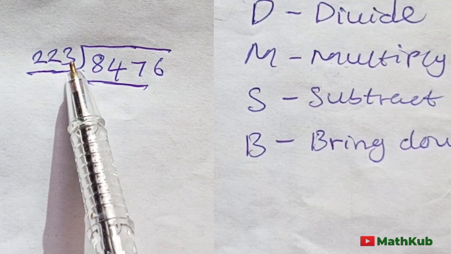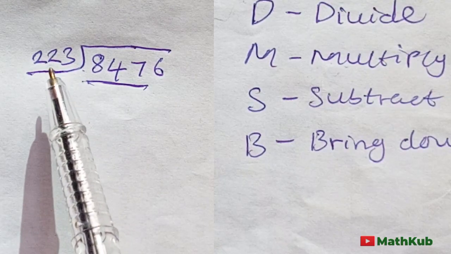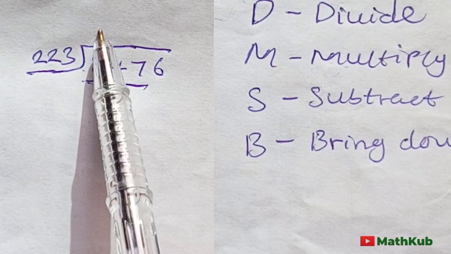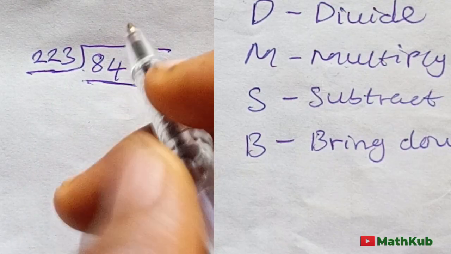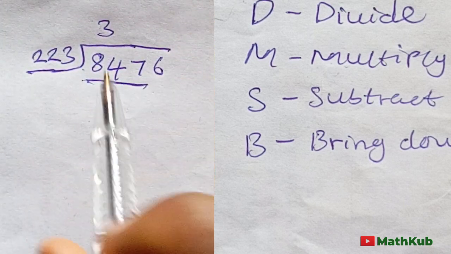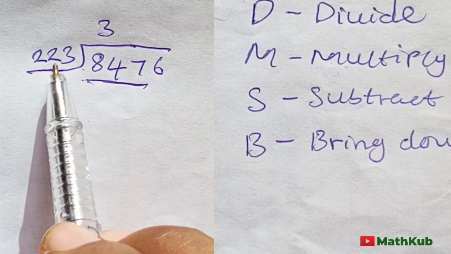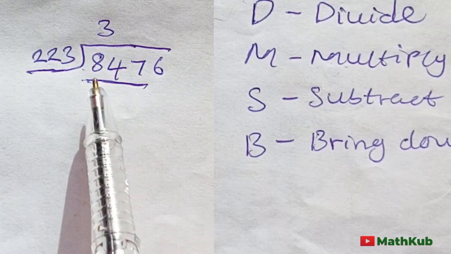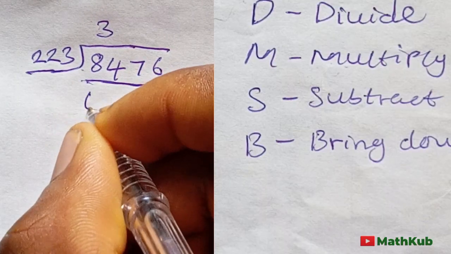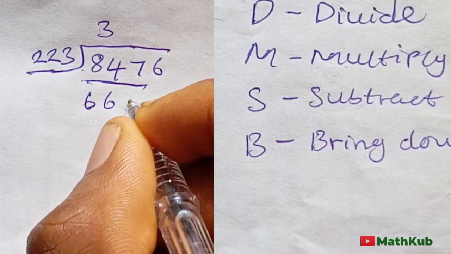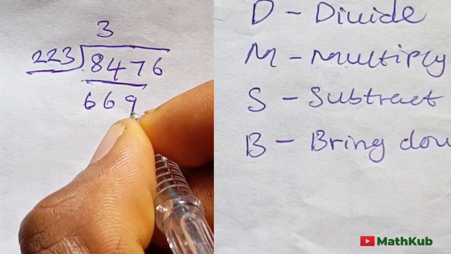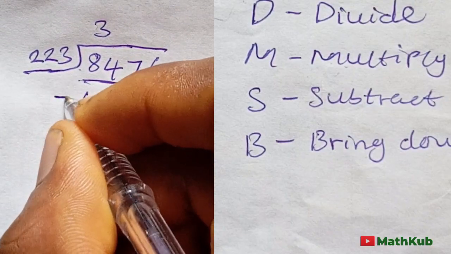So what we are trying to do is that the answer should be 3. The answer here will give us 3. Why? 3 times 223 will give you 6, 6, 9. So you subtract them.